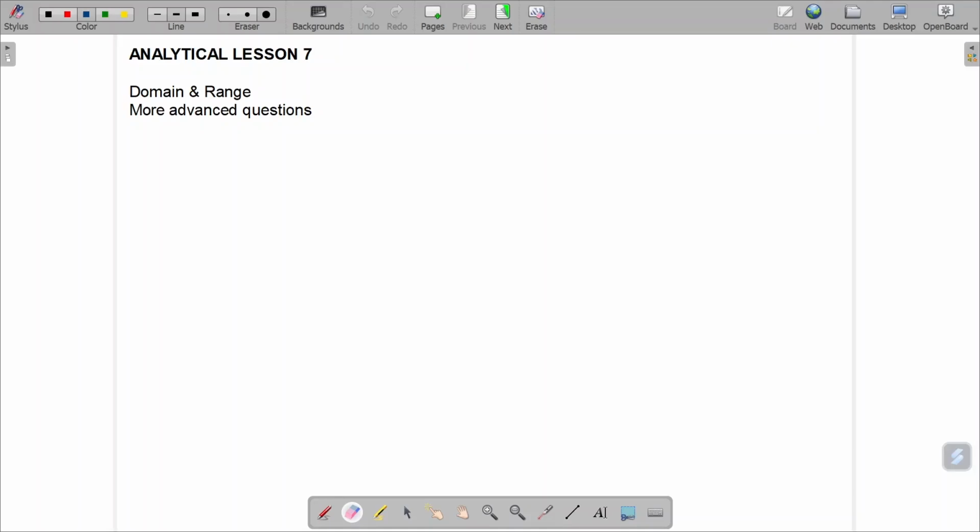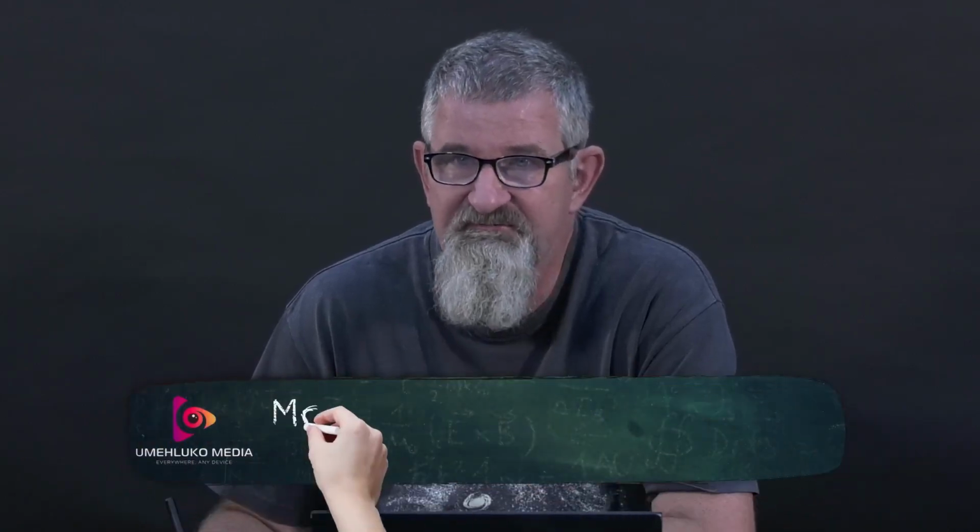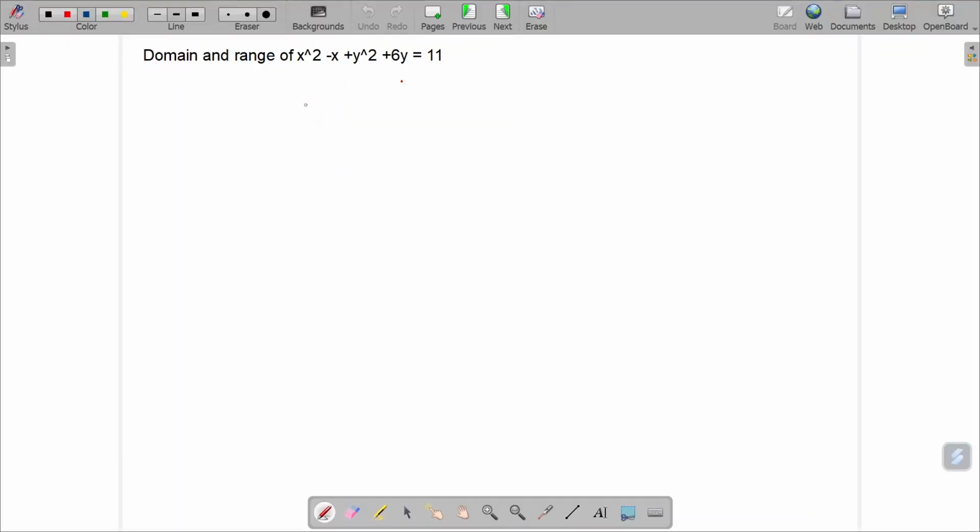Today we're looking at analytical geometry lesson 7, looking at some more advanced examples coming from old exam papers. To start with, this interesting question, where we're being asked to find the domain and range of a circle whose equation is given, but there's no diagram. So we've got x squared minus x plus y squared plus 6y equals 11.